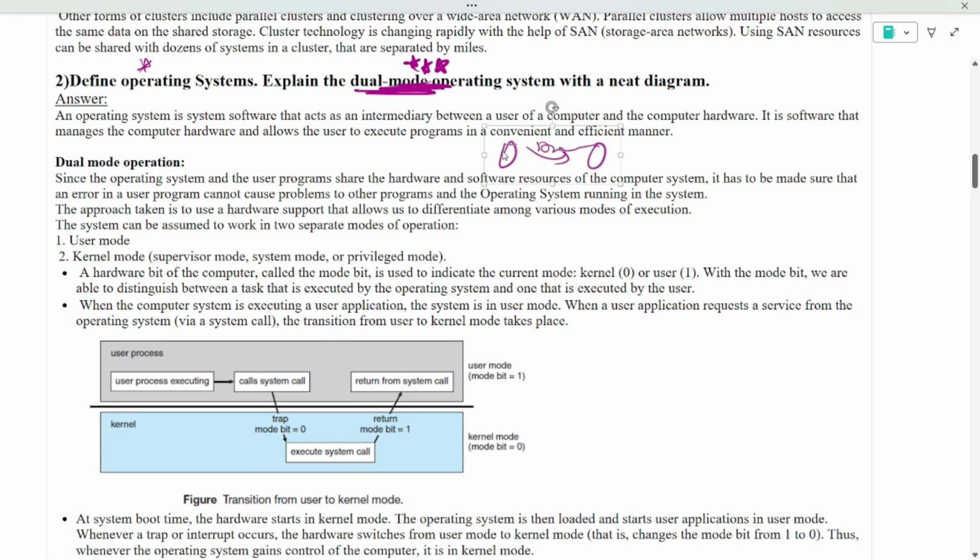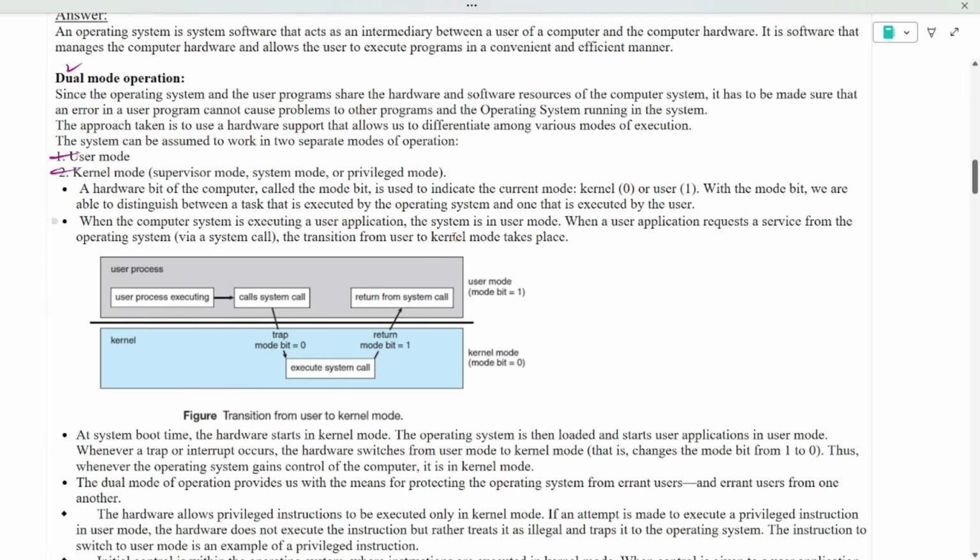Now if you see the dual mode operation, dual means two modes will be there, user mode and kernel mode. We will see what it is. You can see this diagram. User process is here, kernel process here. The user process will be executing, that will call the system call, and it will return from the system call. That means after it calls, it will go to the trap state, that means mode bit will be 0. It will execute what it called, then it will return from the system call. This is user process, this is kernel process. For user process the mode bit is 1, and for kernel it is 0.